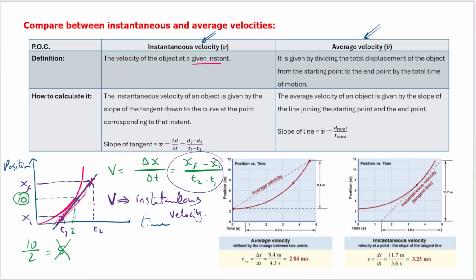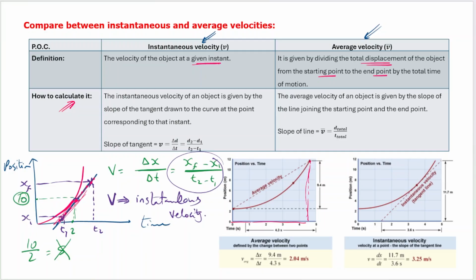But what is meant by average velocity? Can you see? This is the total distance, and this is the total time. So we divide the total distance by the total time. Or if it's velocity, it's the total displacement divided by the total time. So what is meant by average velocity? It's given by dividing the total displacement of the object from the starting point to the end point by the total time. How can you calculate the instantaneous velocity?